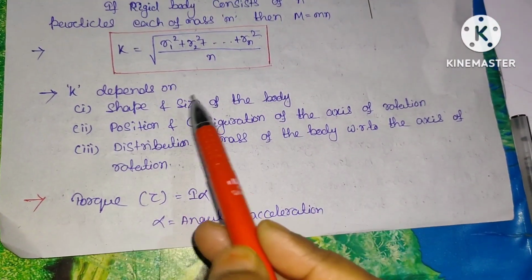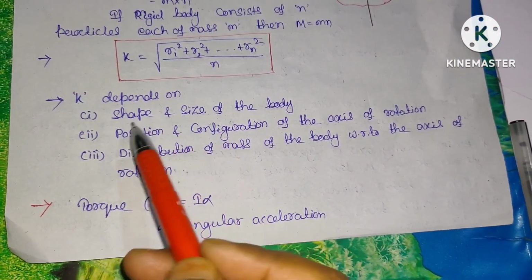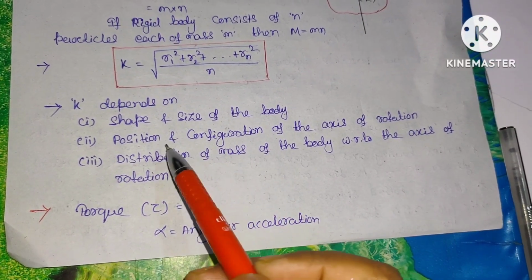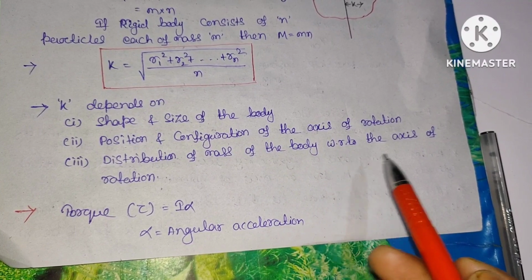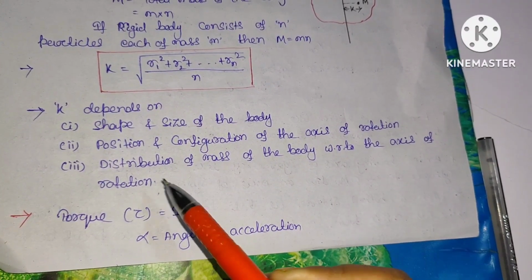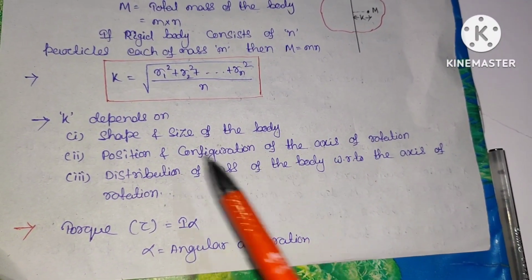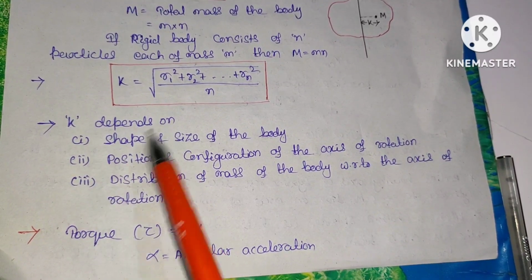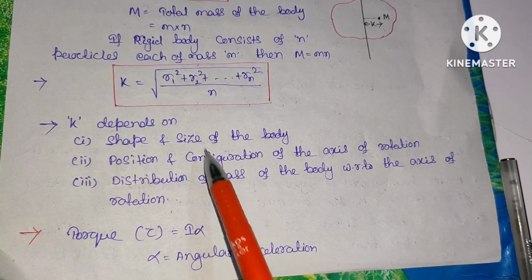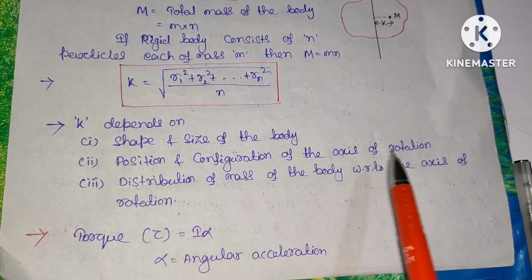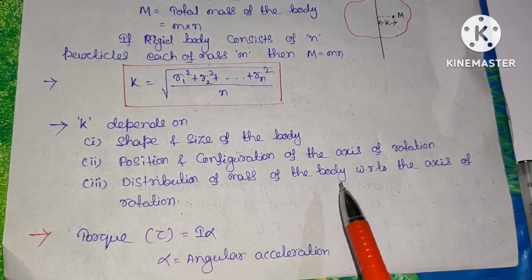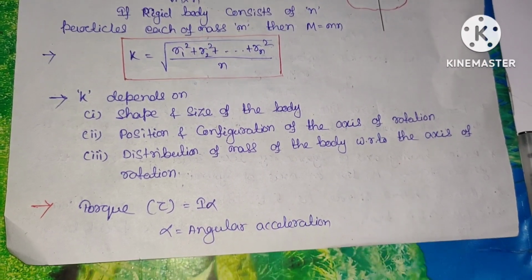So this radius of gyration depends on the shape and size of the body, position and configuration of the axis of rotation, and distribution of mass of the body with respect to the axis of rotation. A question will be asked in the exam on what the radius of gyration depends on, and in the options it is given shape and size of the body, position and configuration, distribution of the mass, all like this.